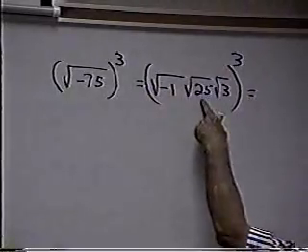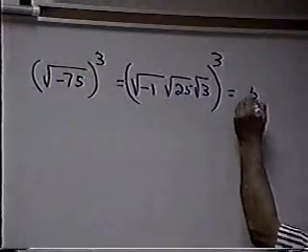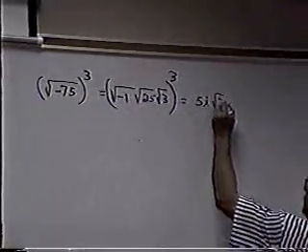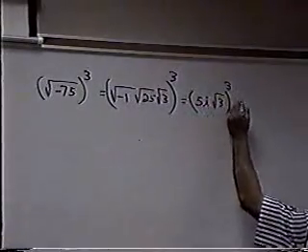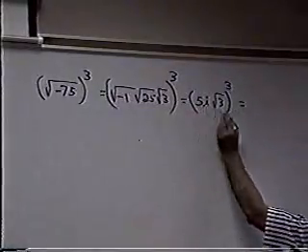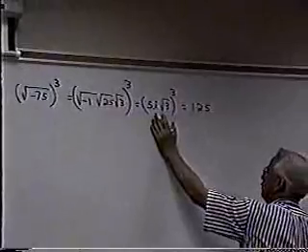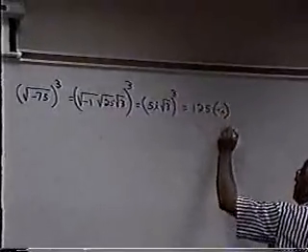So what's the square root of 25? That's 5. What's the square root of the minus 1? That's i. And square root of 3 we don't know, so we leave it alone. So that's cubed. Now we're going to cube everything. So watch. 5 cubed is 125. i cubed is what? By memory, it's a minus i.